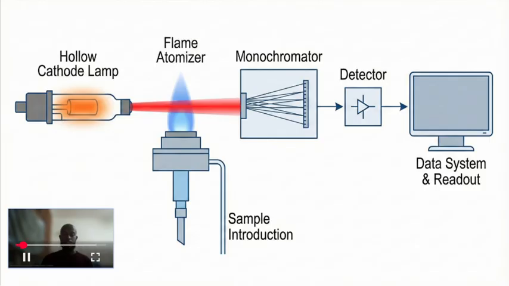As we can see from the image over here, the lamp, which is the hollow cathode lamp, is the light source, and the light travels from this source to the computer. We see it's passing through the atomizer first, and the sample introduction system is connected to it. Then it enters the monochromator filter, and after that hits the detector, and the information is sent to the computer.